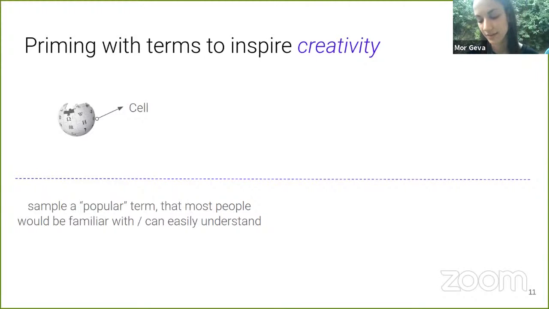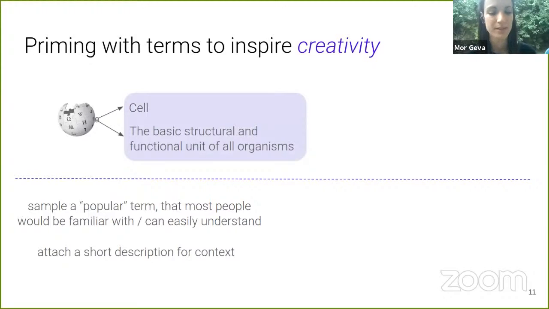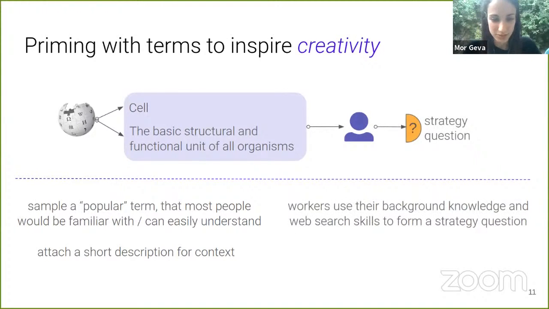But you can say, there are many types of cell. So what do you mean? So we also attach a short description for context. This context is less than one sentence, just a very short description to provide context, not more than that. And we ask workers to write strategy questions based on this term. Because this is all they're given, they have to use their background knowledge, web search skills, imagination, and creativity. This inspires creativity and also diversity, because every worker brings a different background knowledge. So this is the first method.